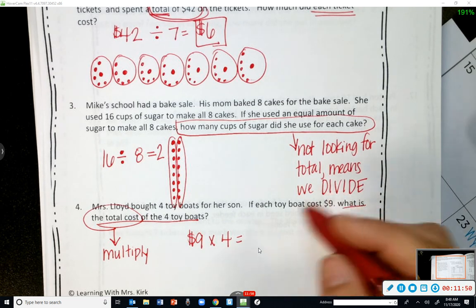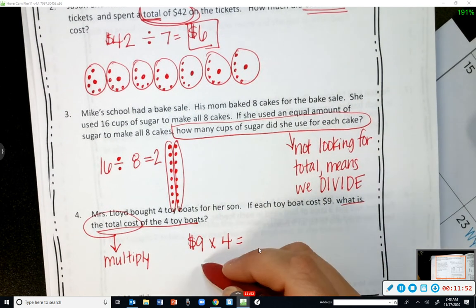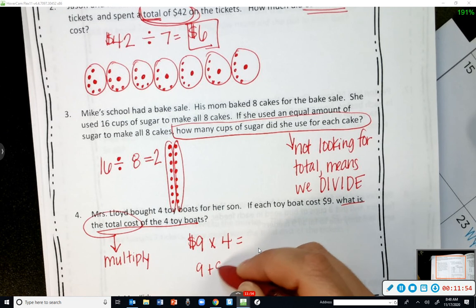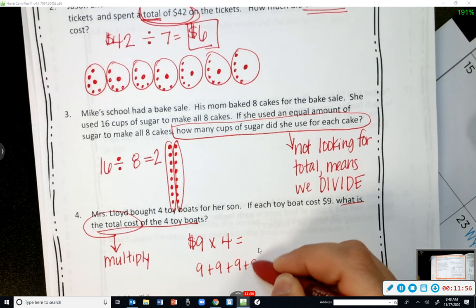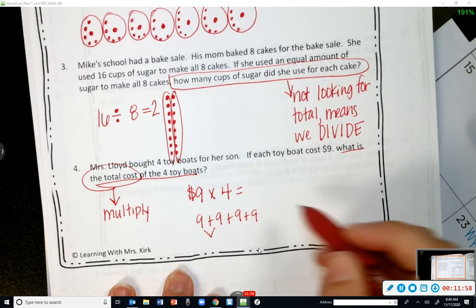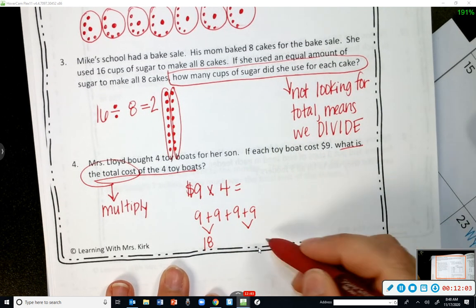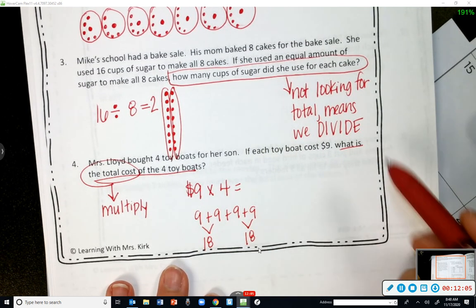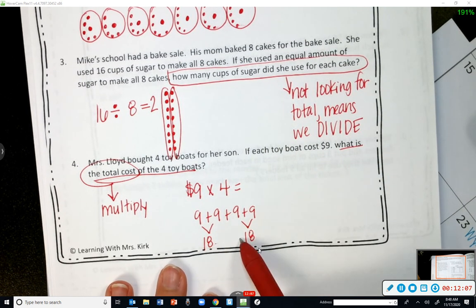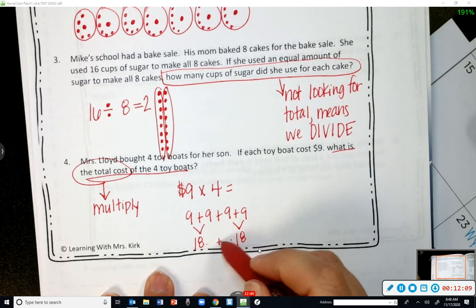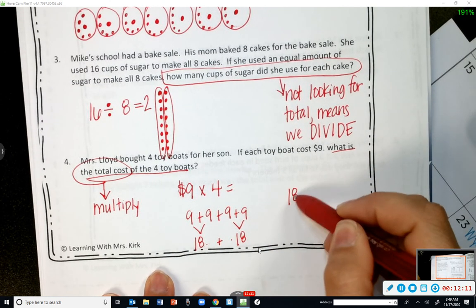Okay, very good. So if you did that, like what she's saying, 9 plus 9 plus 9 plus 9. 9 plus 9 is 18. 9 plus 9 again is 18. So now we just need to add 18 plus 18. Okay, what's 8 plus 8?